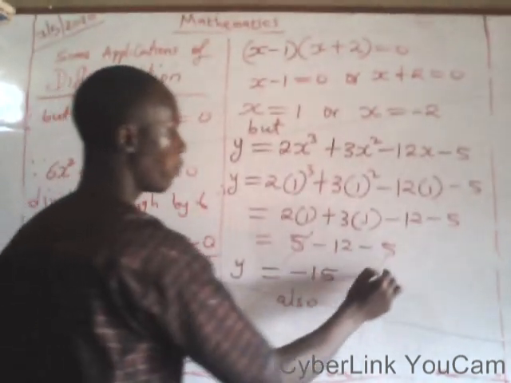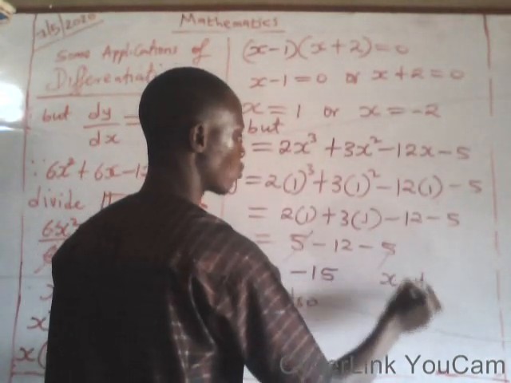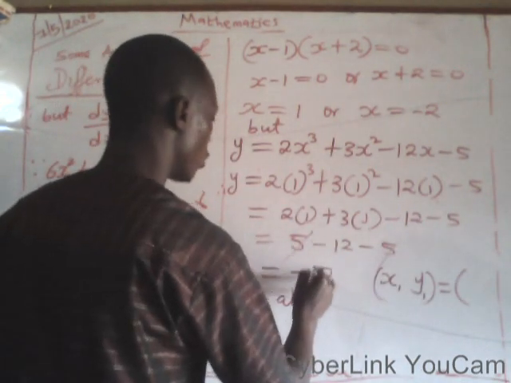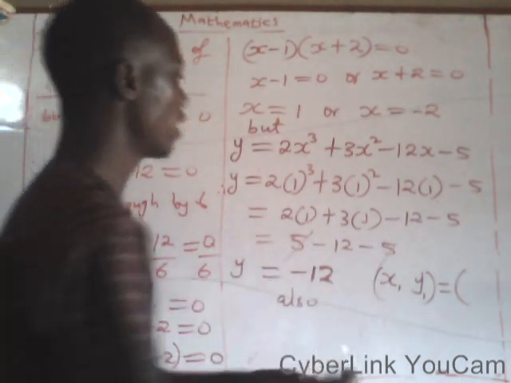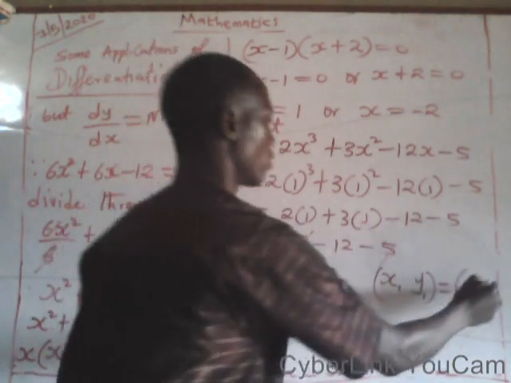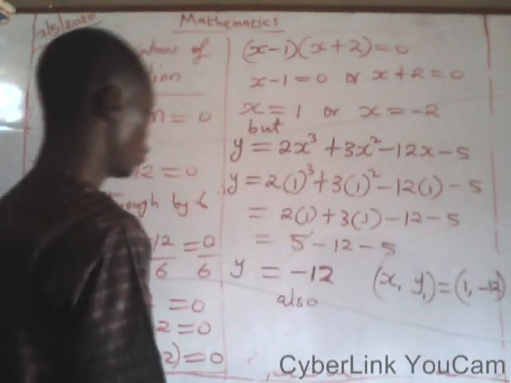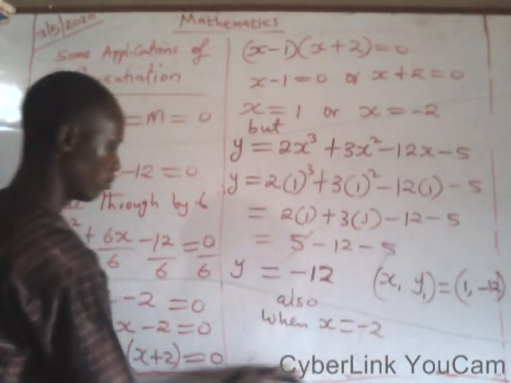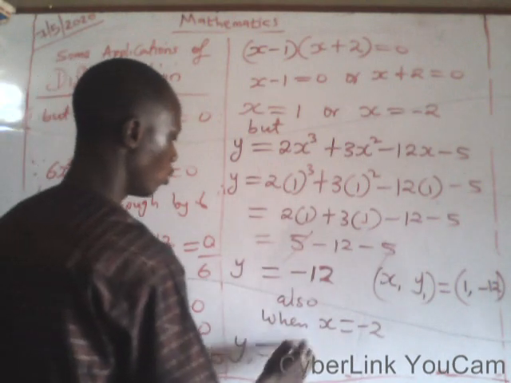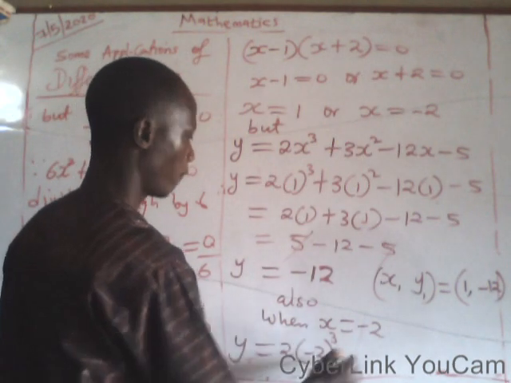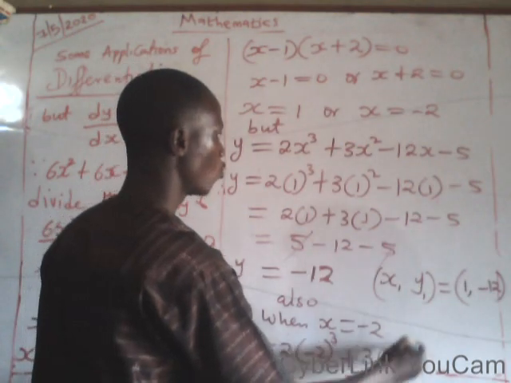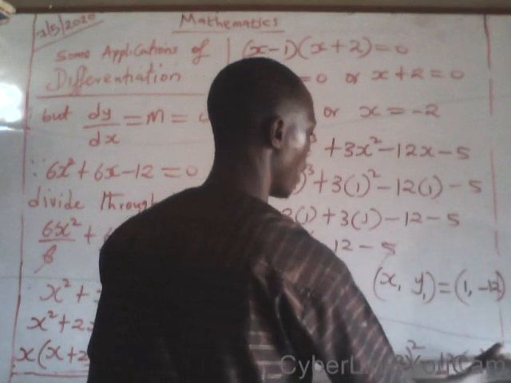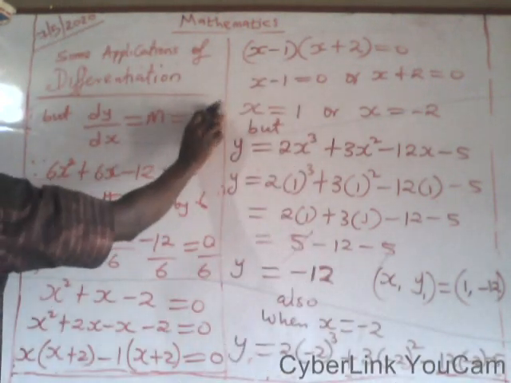So it means we have the point x and y. Our x1, our y1 is equal to minus 12. So our x is what? When x is 1, y was what? Minus 12. Also, when x is equal to minus 2, y will be equal to 2, open the bracket, minus 2 raised to the power 3 plus 3 into bracket minus 2 all square, then minus 12 into bracket minus 2, then minus 5.